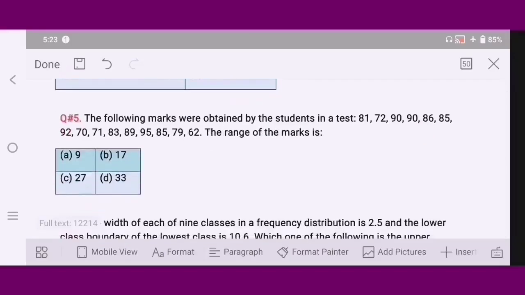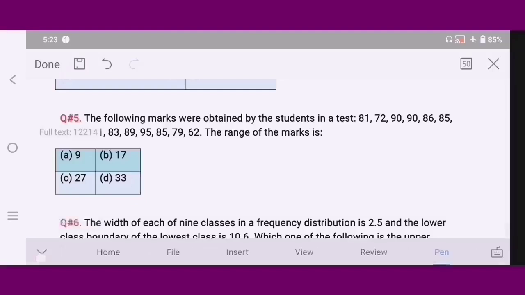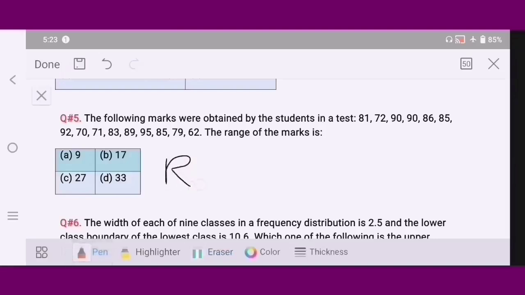Question number 5. The following marks were obtained by the students in a test: 81, 72, 90, 90, 86, 85, 92, 70, 71, 83, 89, 95, 85, 79, 62. The range of the marks is. So first, let's say, what is range? Range is basically the largest value minus the smallest value in the data set. This is the basic idea behind the range.